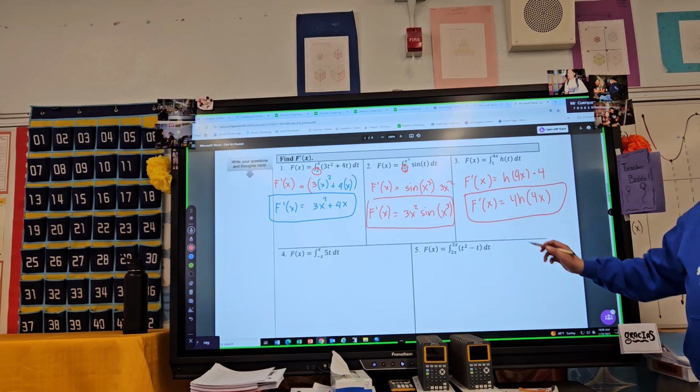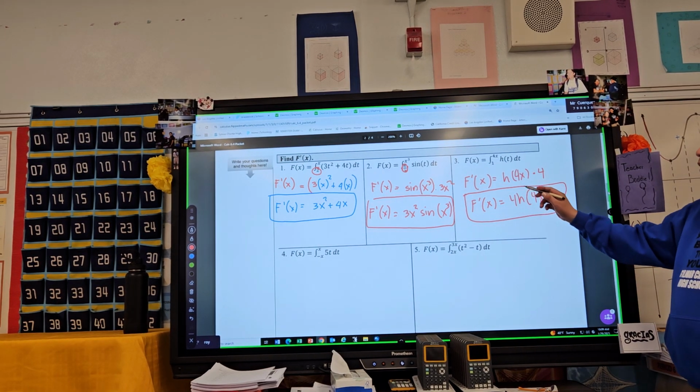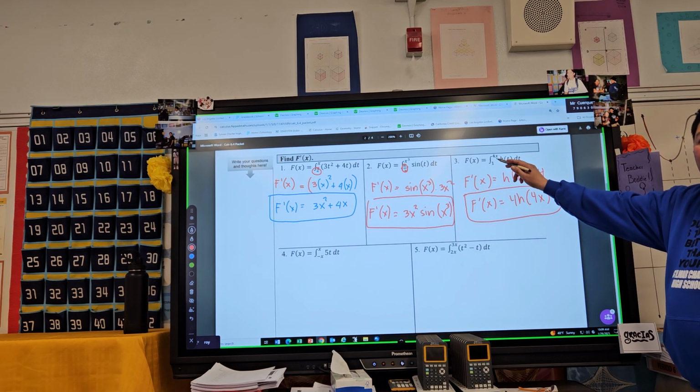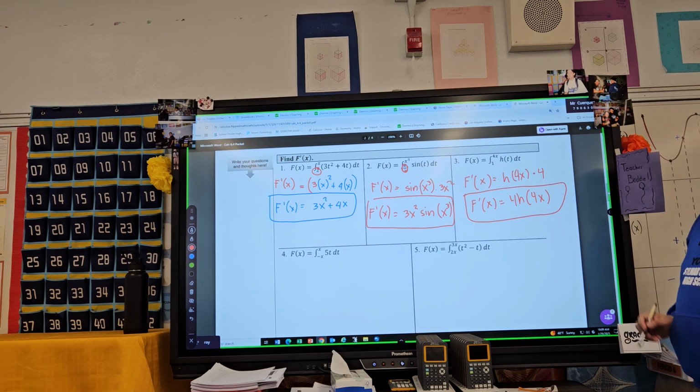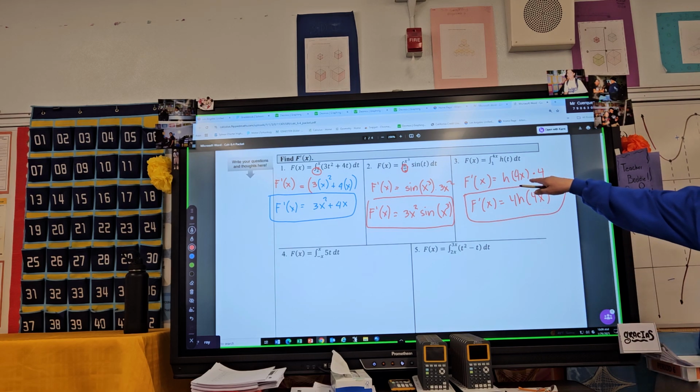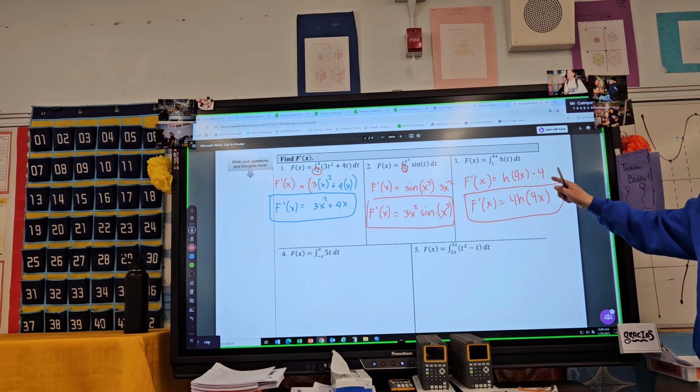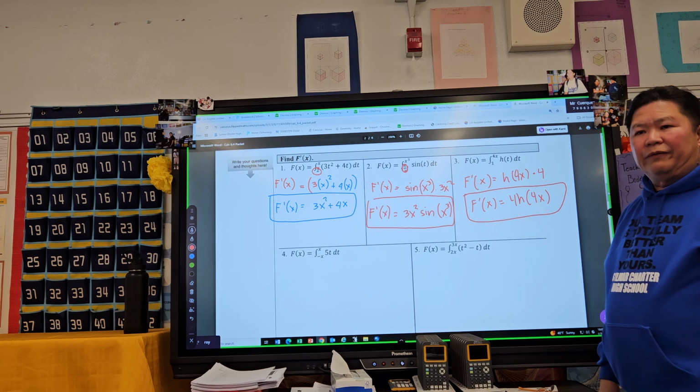So it's gonna be f prime of x is equal to, then you're gonna have to write the upper limit. Then, what about you, Philip? Since this is still an aquarium, you're gonna do the derivative of the inside. There's still fish inside. This derivative is 4. Okay, let's move on to number 4.